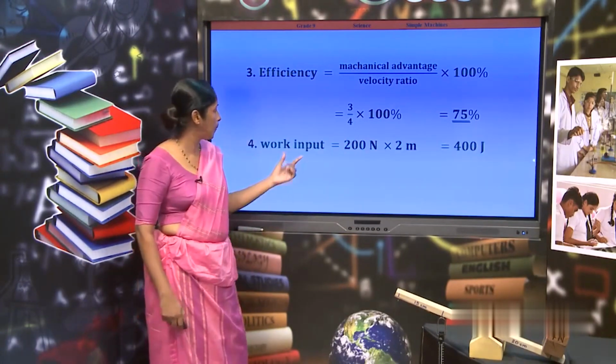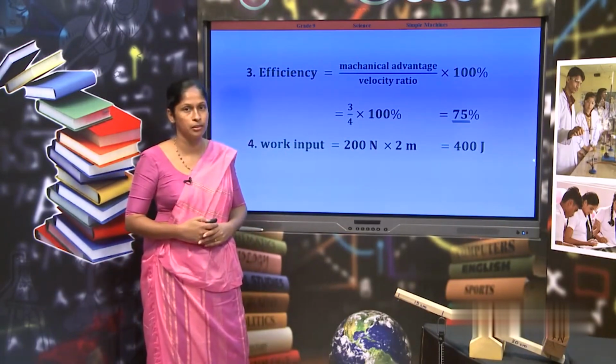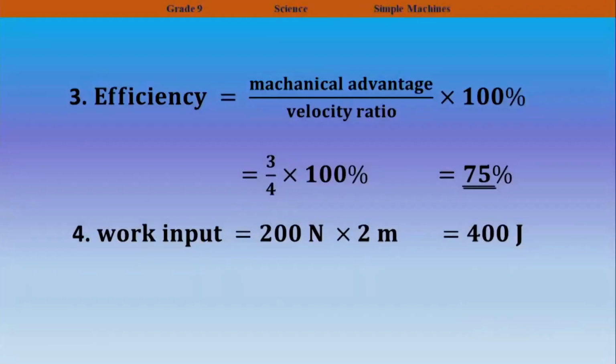Last one, work input. Remember what is work input? Work done on the machine, force exerted on the machine, times displacement moved by the effort, that is 400.